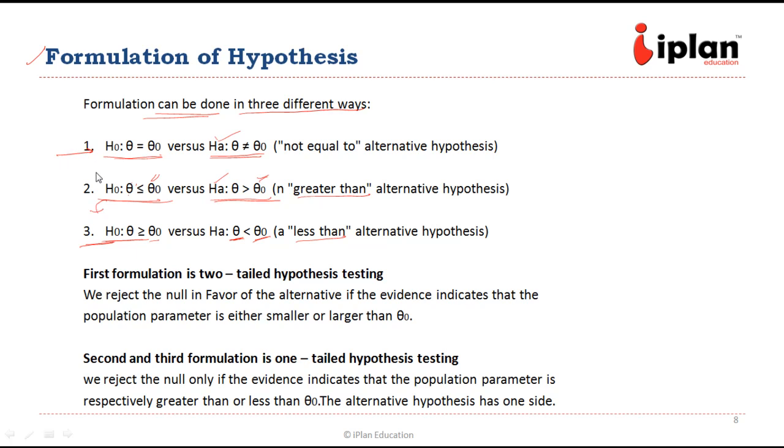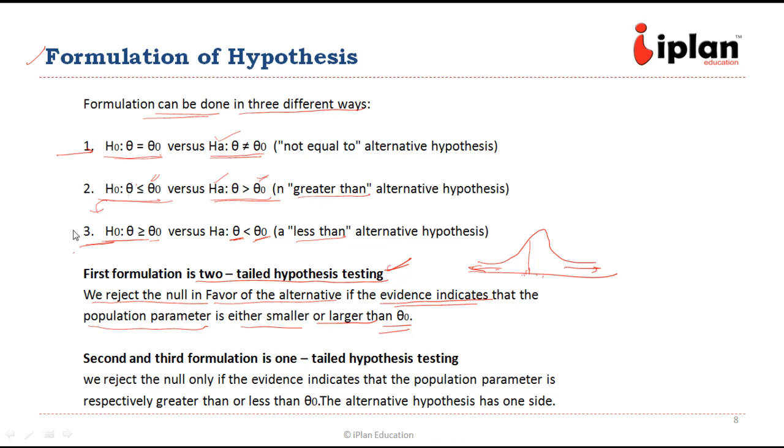Now if we look at the first case, we have to do two-tailed hypothesis testing. Since we need to conclude about both the tails, we are analyzing whether theta is not equal to a certain value or not. So on both sides we have to say if it is less or if it is greater. In both cases we are able to reject the hypothesis that they are equal to each other. So in other words, we reject the null hypothesis in favor of the alternative if the evidence indicates that the population parameter is either smaller or larger than the coefficient.